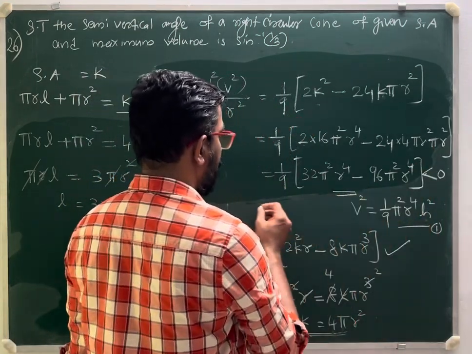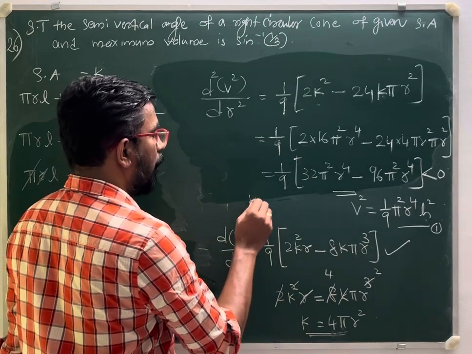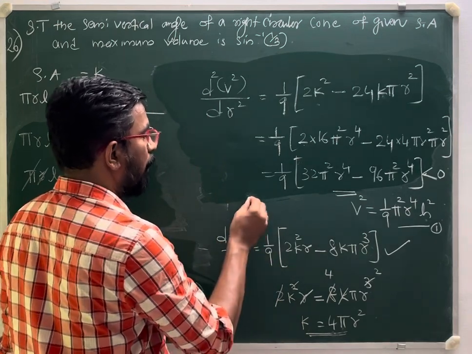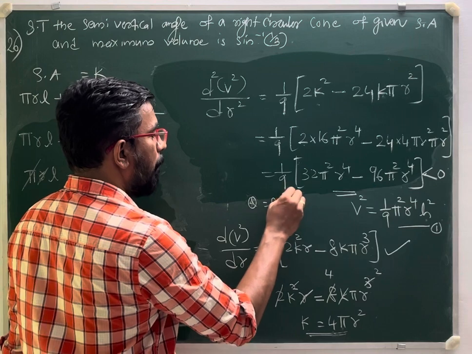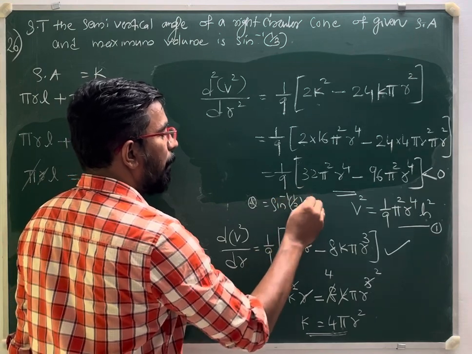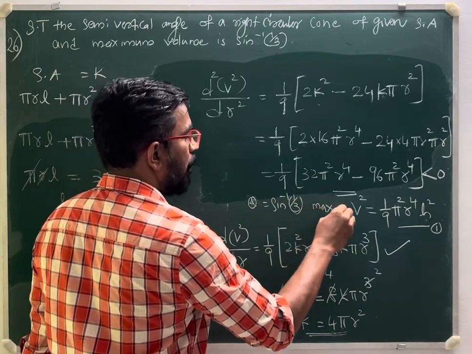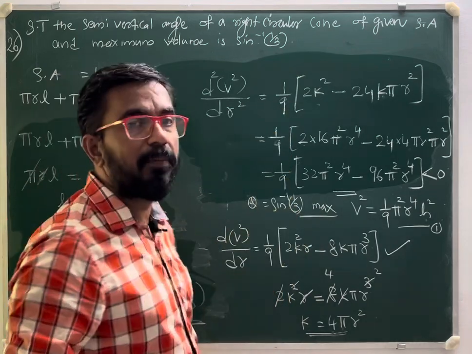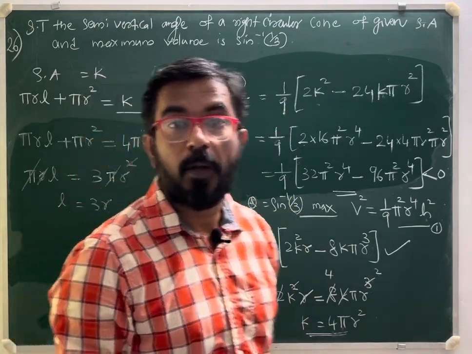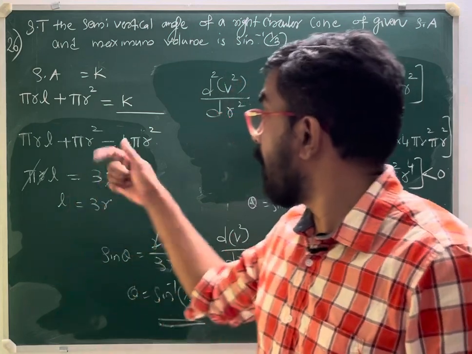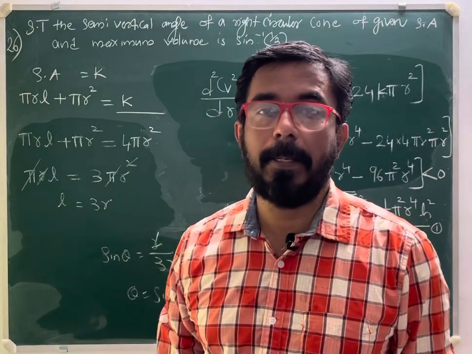So we will say what we found, k equal to 4 pi r square, or our theta equal to sine inverse 1 by 3 is maxima. Maxima for the semi-vertical angle, only that. Okay, good. Keep looking at it again and we will get it.